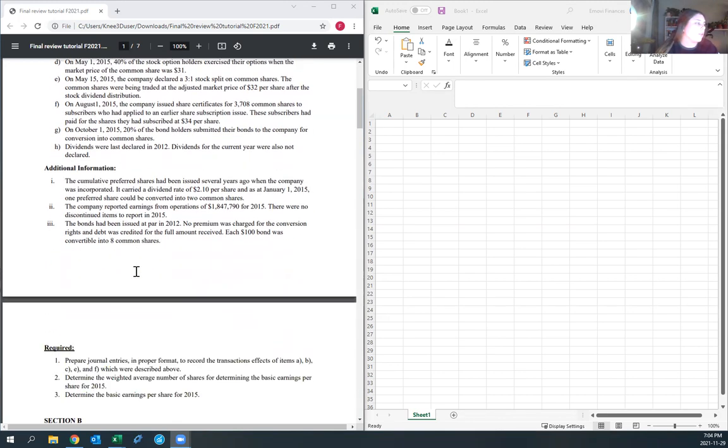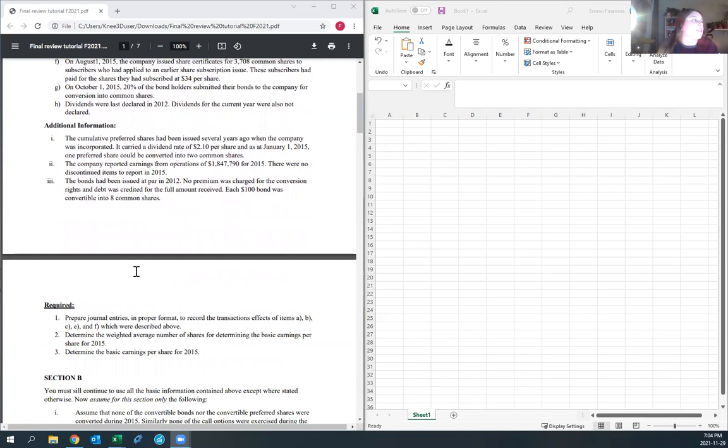And then they give you additional information. The cumulative preferred shares had been issued several years ago when the company was incorporated. It carried a dividend rate of $2.10 per share. As of January 1st, 2015, one preferred share could be converted into 2 common shares. The company reported earnings from operations of $1.8 million. For 2015, there were no discontinued items to report. The bonds had been issued at par in 2012. No premium was charged for the conversion rights, and that was credited for the full amount received. Each $100 bond was convertible into 8 common shares.